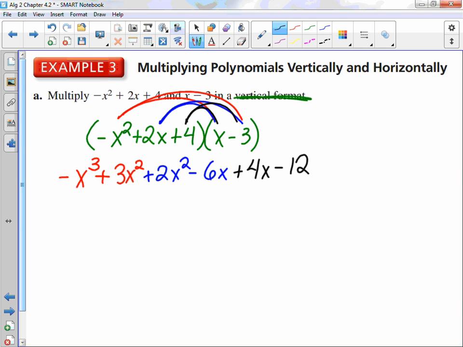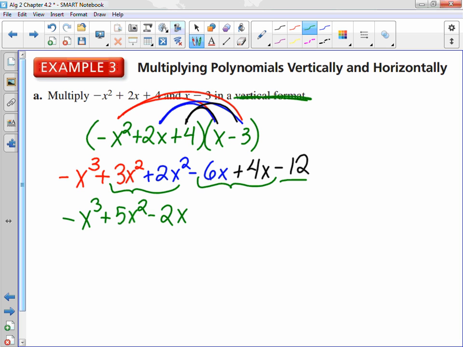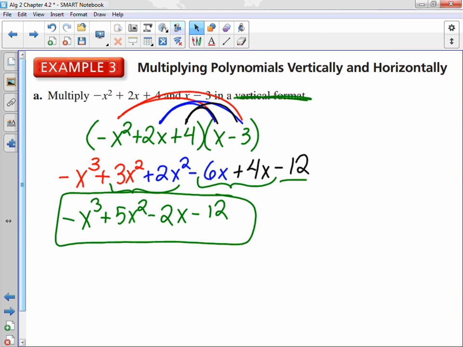Okay. Well, we're not quite done because we need to combine like terms. If there are like terms, we need to combine them. Well, there's no like terms with x cubed, so we can leave it. But 3x squared plus 2x squared is plus 5x squared. Negative 6x plus 4x would be minus 2x, and then minus 12. And that's it.